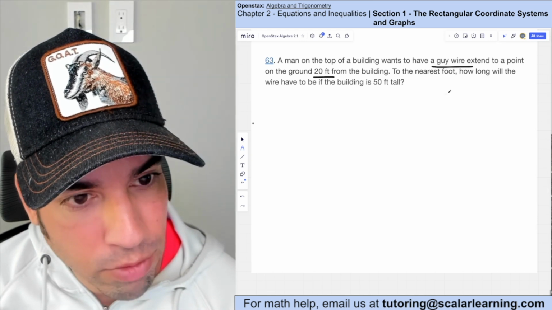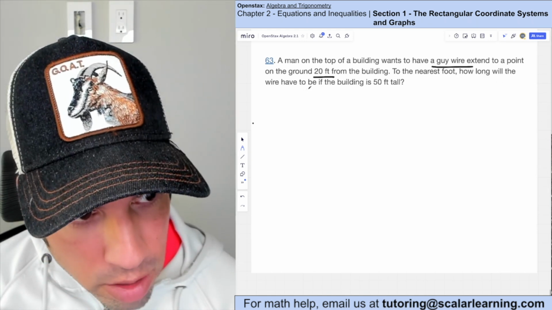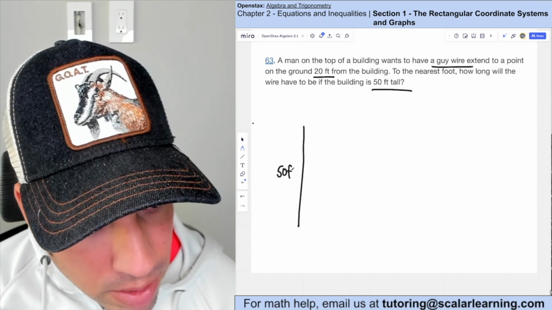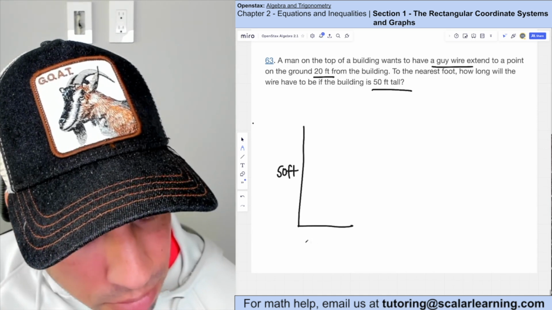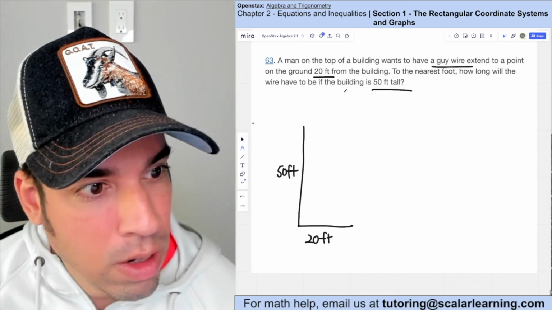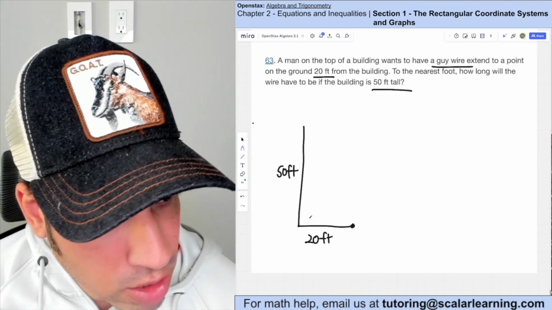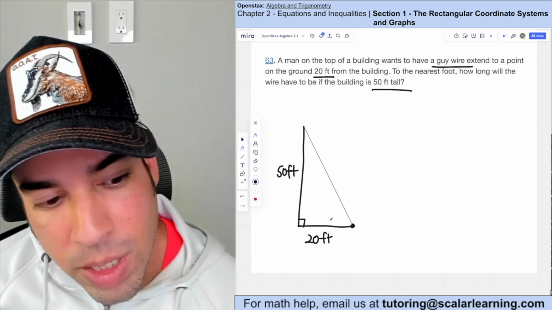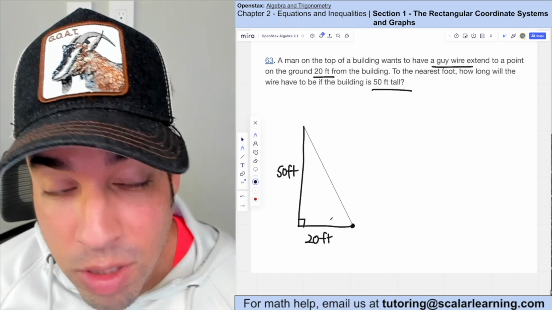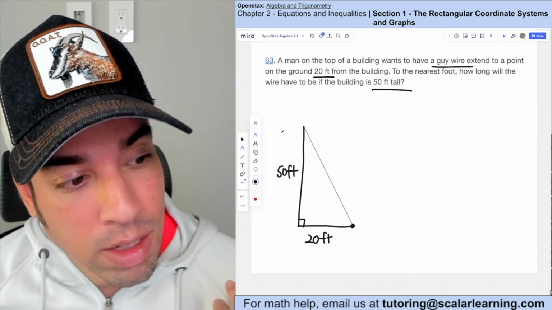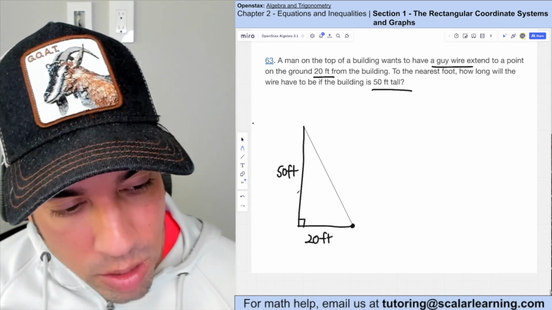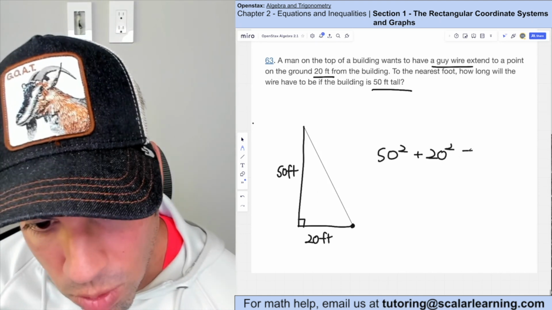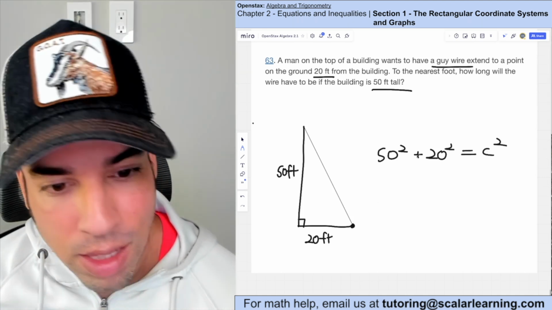on the ground 20 feet from the building. To the nearest foot, how long will the wire have to be if the building is 50 feet tall? So we've got a building that is 50 feet, and he wants it to be 20 feet from the building, so it's out here. So the wire would be like this diagonal, and guess what? Once again, we can use the distance formula, but as I mentioned in an earlier problem, this is basically the same as Pythagorean's theorem. Distance formula is Pythagorean's theorem, so we're going to apply that. So we got 50 squared plus 20 squared, a squared plus b squared equals c squared, where c is my length that we're trying to find.